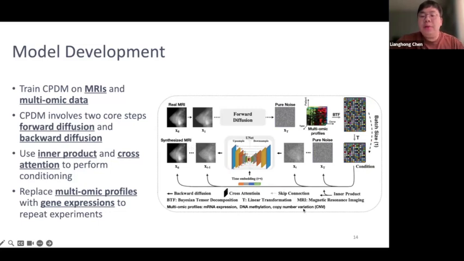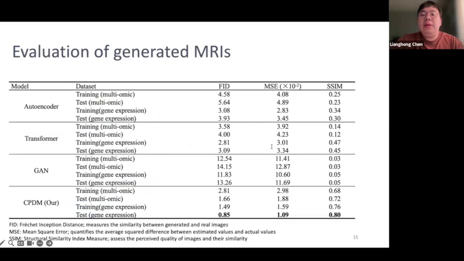To test the robustness of the model, we use the gene expressions to repeat our experiments. Then I want to show the performance of our diffusion model and how it compares to other state-of-the-art baselines. To comprehensively evaluate the performance of our model, we include 3 performance metrics. They are Fréchet inception distance, mean square error, and the structural similarity index measure. We call them FID, MSE, and SSIM respectively.